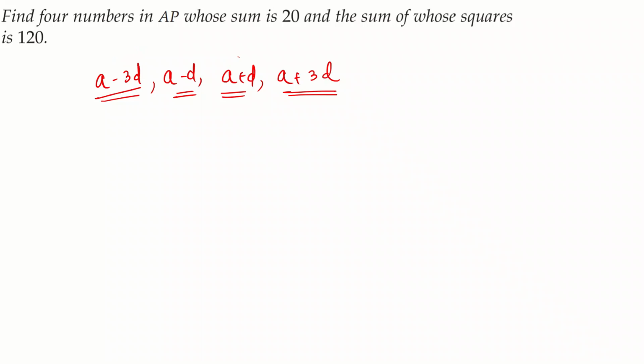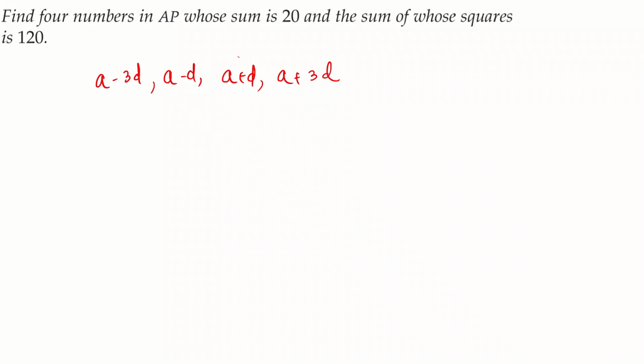So the advantage is that when I add all these numbers, my D's will get cancelled out. Minus D plus D and minus 3D plus 3D all will get cancelled out, and I'll straight away get the value of A. Okay, and instead of D as being my common difference, I'm having 2D as my common difference, but that's easy, I can deal with that, no problem.